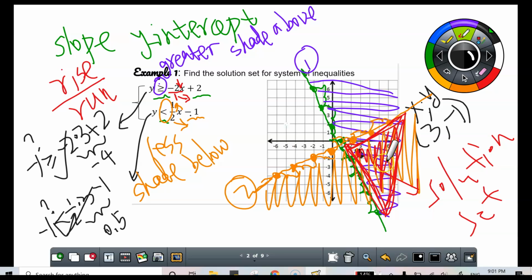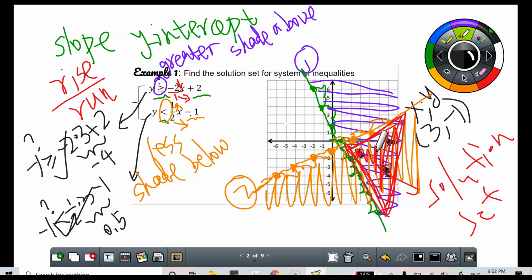Okay. If you pick other points in the solution set and plug them back in, it will make the inequalities true. That is why this area is called the solution of the inequalities.